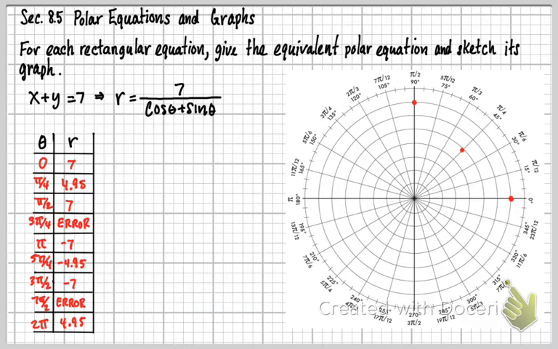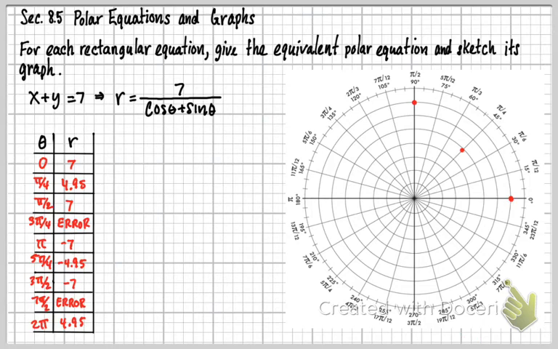And then my next one says error. So that tells me it's undefined there. That simply told me that I got a 0 on the bottom. So that one's not going to work. So at 3 pi fourths, which would have been here, it tells me it's undefined. Okay, so now where I'm going is to pi. So pi is over here. And then it says -7. So that takes me back to my first point.